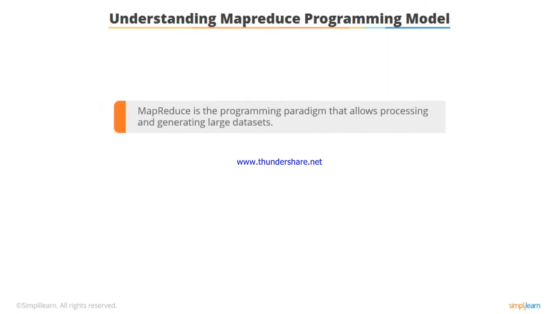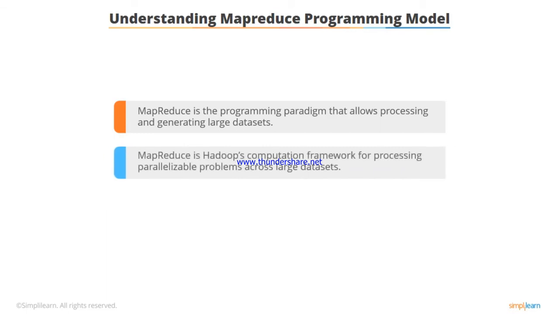MapReduce is the programming paradigm that allows processing and generating large data sets. It can even process and generate massive scalable data sets using a parallel distributed algorithm on a cluster. MapReduce is Hadoop's computation framework for processing parallelizable problems across large data sets using the nodes in a cluster by dividing workload across a cluster of machines, thus allowing scalability to larger clusters.